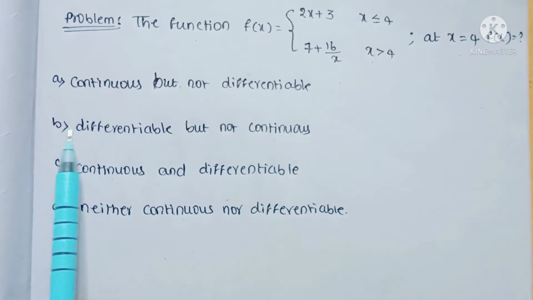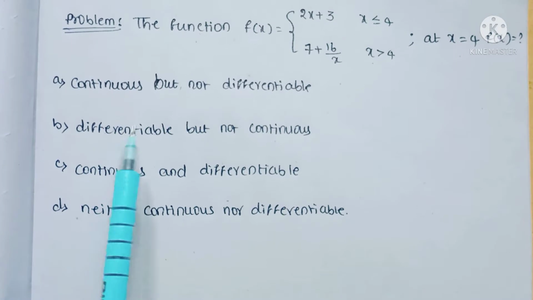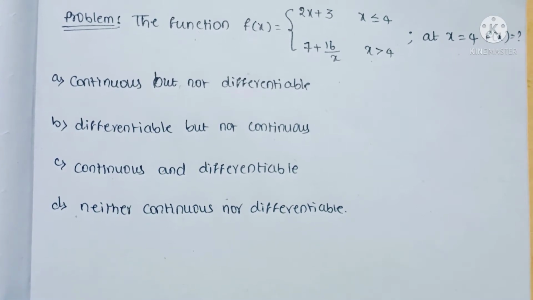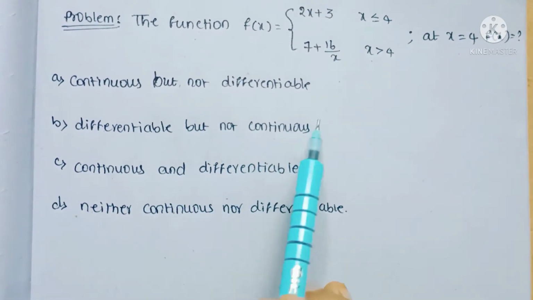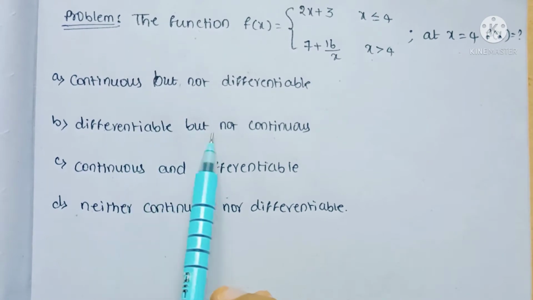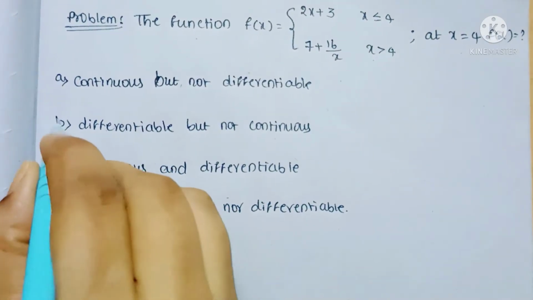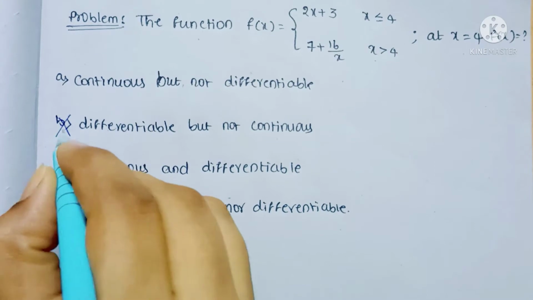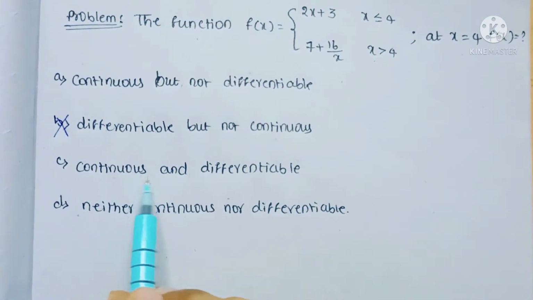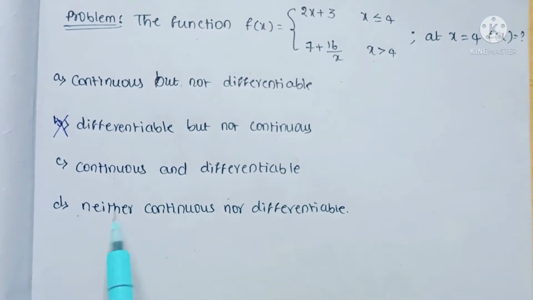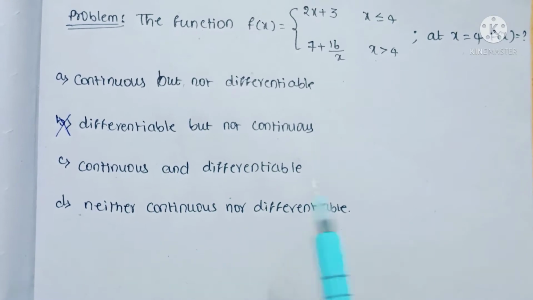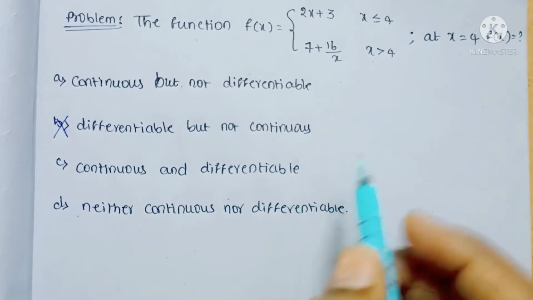If you see these options here, in yesterday's class we saw that all differentiable functions are continuous functions. So here this statement is wrong, so we can eliminate this option. Continuous and differentiable both are possible. Neither continuous nor differentiable can also be possible.